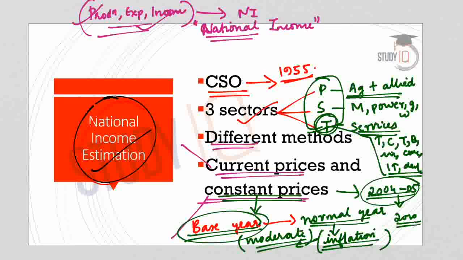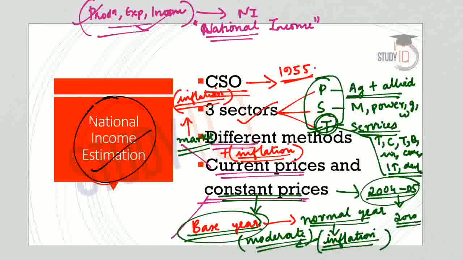Now coming to the current prices. Current prices means the market price, or the current price that is available in the market. The difference between current price and constant price is that the inflation rates are also added in current prices. The market price reflects the rate of inflation at present in the market. So CSO uses both current prices and constant prices in order to arrive at the national income estimates.